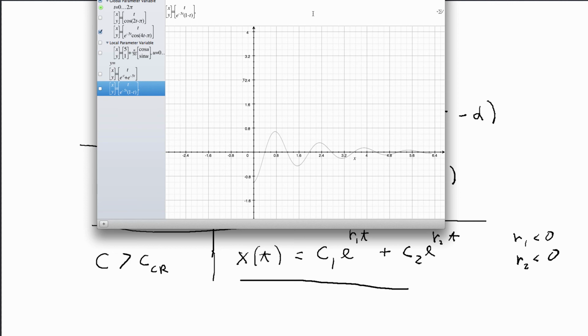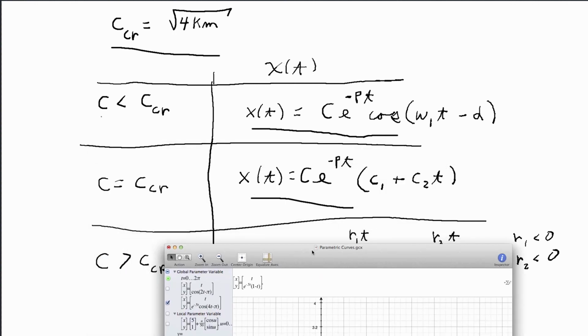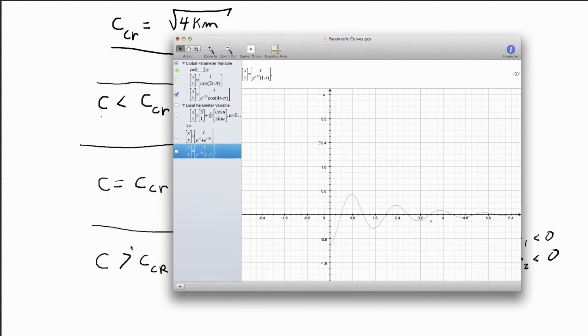So hopefully this helps you. There's a couple of questions where you'll go through all of the calculations and write down some solutions. But I hope this gives you some sort of an intuition as to the relationship between the damping constant and the dynamical behavior of the system.